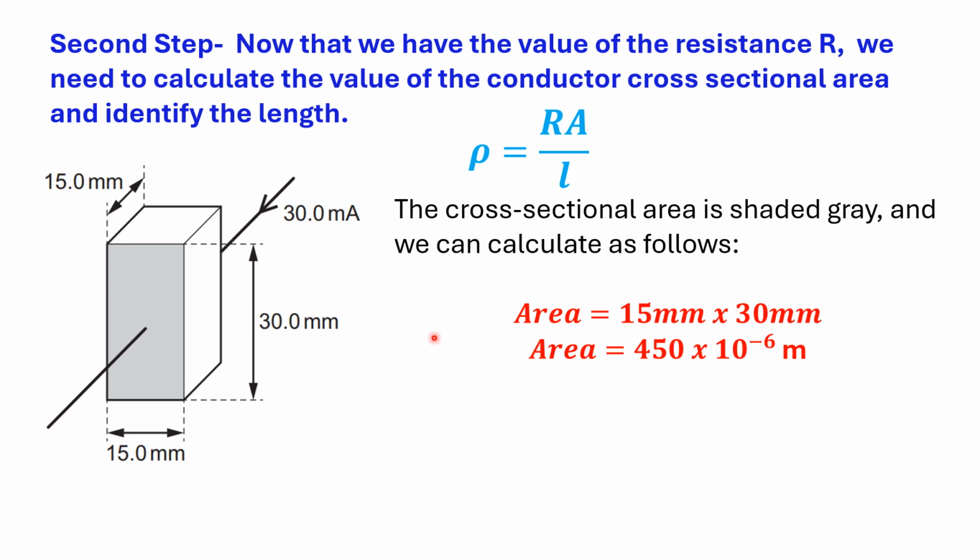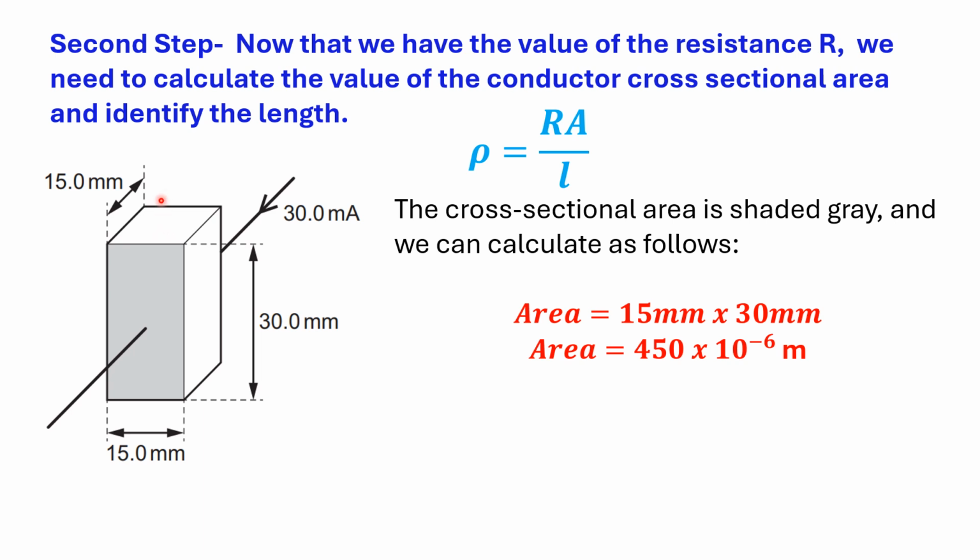Now a question students usually ask: why this area, the shaded gray, and not this one? So remember, this area here is the cross-sectional area. Cross means that it's perpendicular to the direction of the current. So the current is coming this way, so it's going to cross this area, not the top one, right? So that's how we do it.